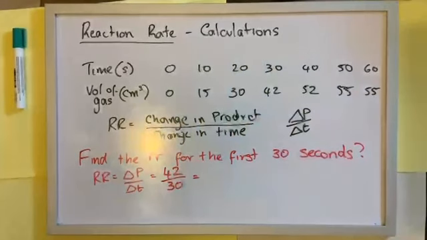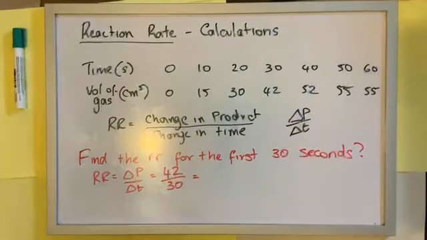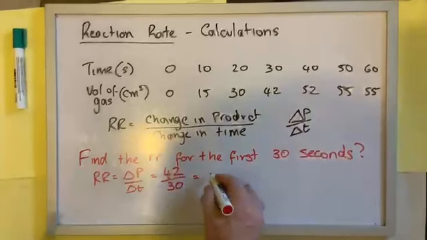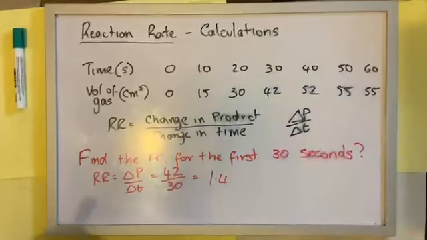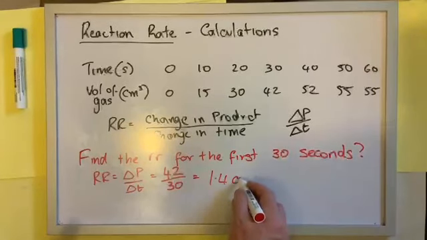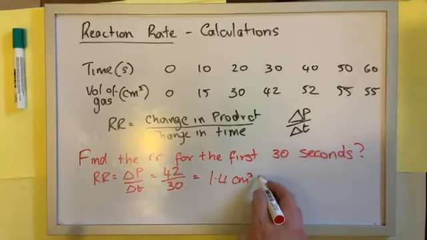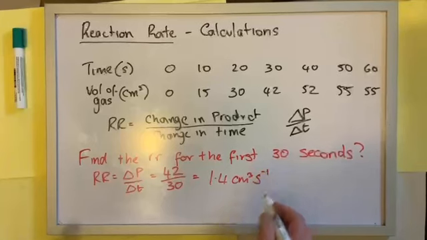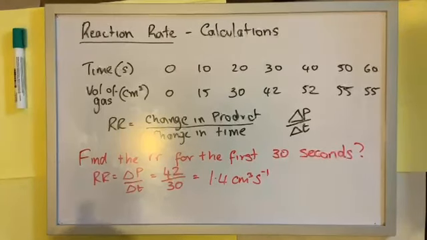So 42 divided by 30 is going to equal 1.4. And it's in volume per time, so that'll be centimetre cubed per second to the -1. I still prefer the old method, but that's what we should be using.